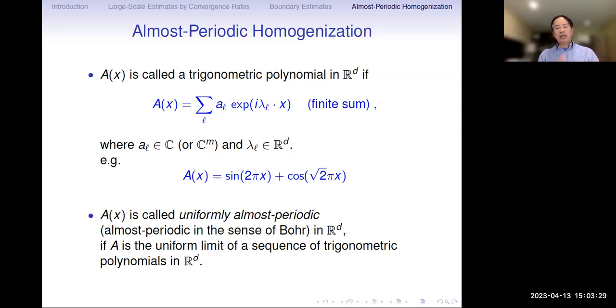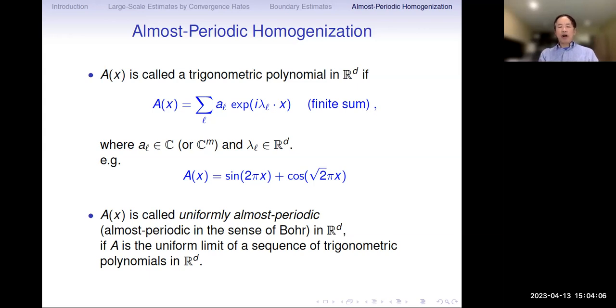So in particular here, you have sine 2 pi x plus cosine square root of 2 pi x. The first term, sine 2 pi x, is a periodic function with period 1. And the second term, cosine square root of 2 pi x, is particularly cooked up to have period square root of 2. Because square root of 2 is irrational, when you add these two functions, it's not going to be periodic. But nevertheless, it's an almost periodic function because it's a trigonometric polynomial.